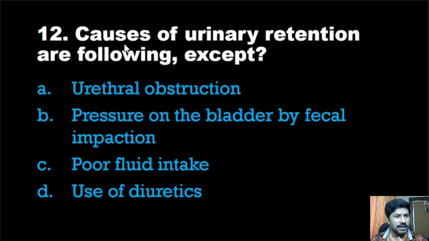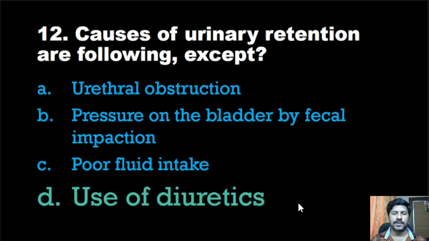12th question. Causes of urinary retention are the following except: urethral obstruction, pressure on the bladder by fecal impaction, poor fluid intake, use of diuretics. Correct answer, use of diuretics. Diuretics are used to increase urine production. All the other options will cause urine retention, apart from use of diuretics.